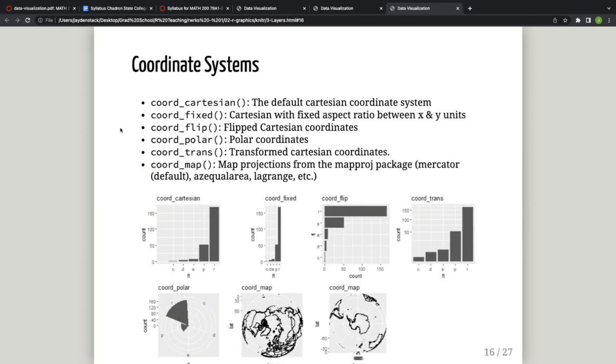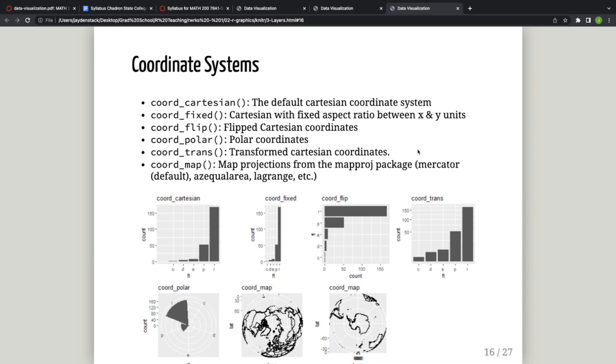All right. So coordinate systems. These next ones might just be a little bit more supplemental, usually, but I'll point out some of the more important ones that you might actually use. Okay. So coord Cartesian, which is the default Cartesian system, you probably won't need to change this a whole lot. Coord fixed, which is a fixed aspect ratio between the x and y units.